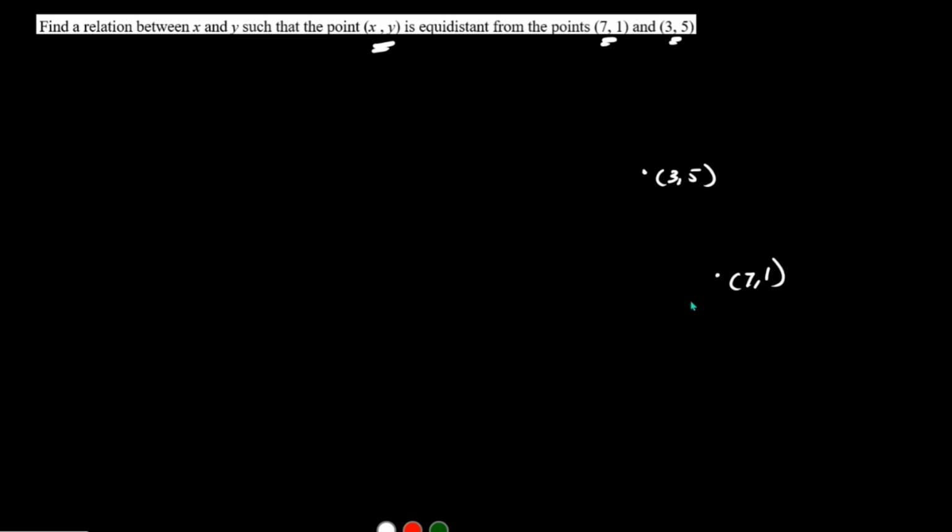So how many points can have the equal distance from these two points? We have infinity points. I will show you that. So let's join these two points. So I joined the two points.